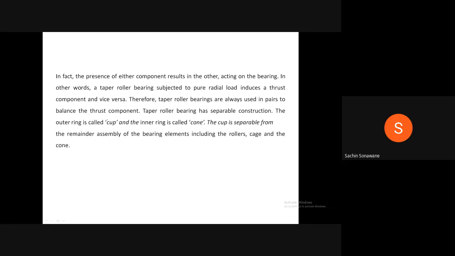In fact, the presence of either component results in the other acting on the bearing. In other words, a taper roller bearing subjected to pure radial load induces a thrust component and vice versa. Therefore, taper roller bearings are always used in pairs to balance the thrust component. Taper roller bearing has separable construction. The outer ring is called the cup and the inner ring is called the cone. The cup is separable from the remainder assembly of the bearing elements, including the rollers, cage, and the cone.